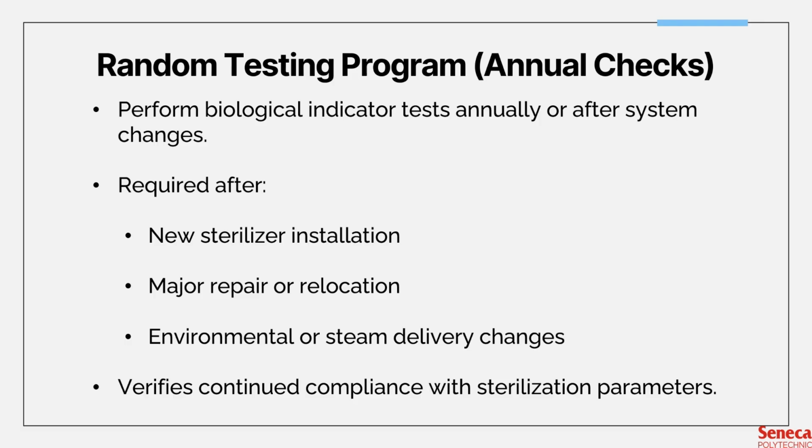Random testing is also performed anytime the system undergoes a major change. So, for example, after a new sterilizer is installed, or after a major repair or relocation of sterilizers, or sterile storage system, or when steam supply parameters have changed inside the facility. The goal of random testing is to verify continued compliance with sterilization standards and environmental conditions. It's a proactive step that ensures reliability before any failure can occur.